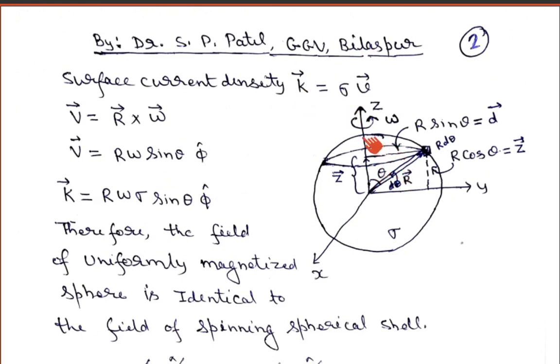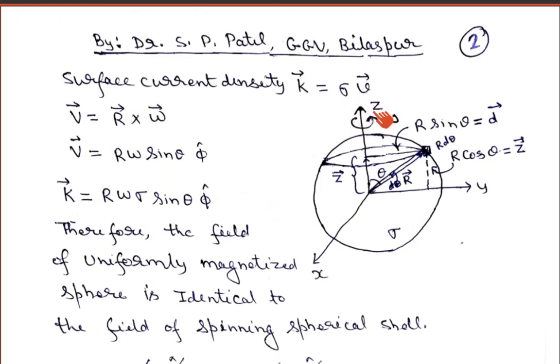Let us say we have a spherical shell. Why are we considering a spherical shell? Because the current in the magnetized sphere flows only on the surface of the sphere. That is why the uniformly magnetized sphere problem is now converted into a spherical shell problem, okay. So we can calculate the current density: it is equal to sigma into V, where V vector is equal to omega cross r, where r is the radius of the sphere and omega is the angular velocity of the spherical shell.